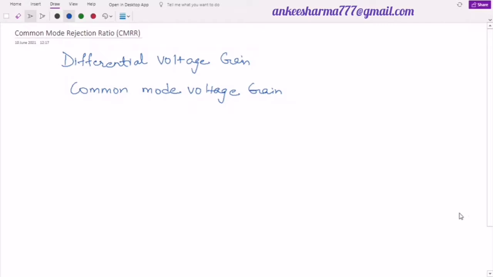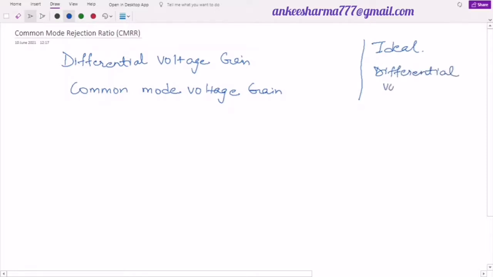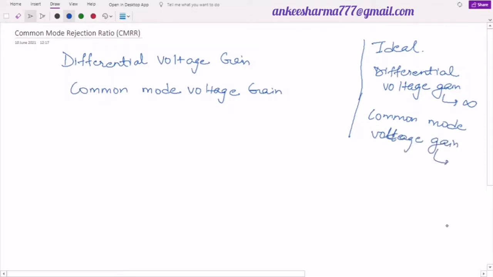Now, what is the difference between these two types of gains? If I talk about a practical circuit, we will find these two gains. But if I talk about an ideal circuit, in the ideal circuit the differential voltage gain will be there, and we have seen that this gain is almost equal to infinity. But if I talk about this common mode voltage gain, we will say that this value is equal to 0.